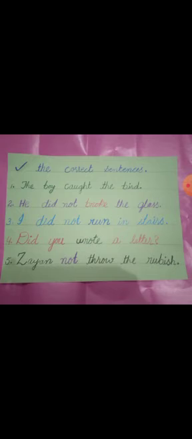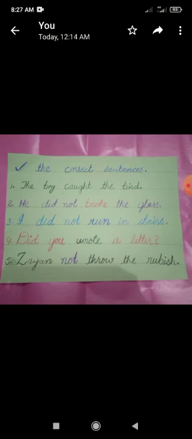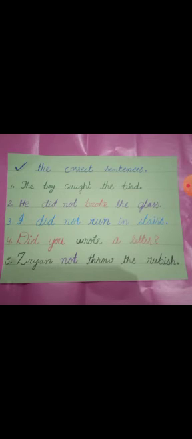Zayan not throw the rubbish. This sentence is also crossed. Why? Did is not, although we have written not, but we have not applied did here in the sentence. So that's why this is also crossed. As I told you, not never ever comes alone. It always comes with its friend, according to the base of the sentence tense, it brings its friend with it. So this sentence is also crossed.